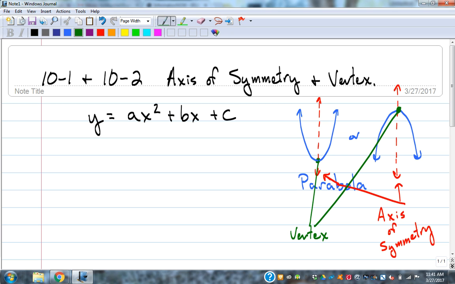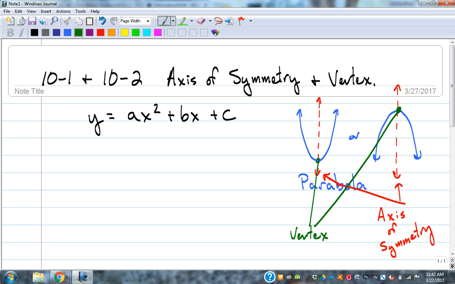And that's going to be part of what's related to a vertex. Is it the highest or the lowest point? And we'll be able to tell that based on the equation that we're given. Okay. Now, these are very easy things to find. If you can find the axis of symmetry, you've already found half of the vertex. That's the key to this.